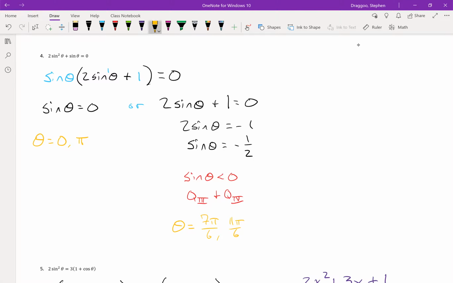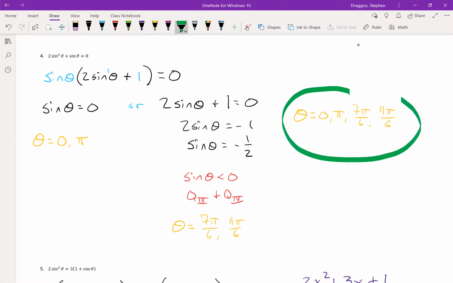So now I need to put all my solutions together. Theta could be 0, pi, 7 pi over 6, or 11 pi over 6. And any of those 4 would solve my original equation.